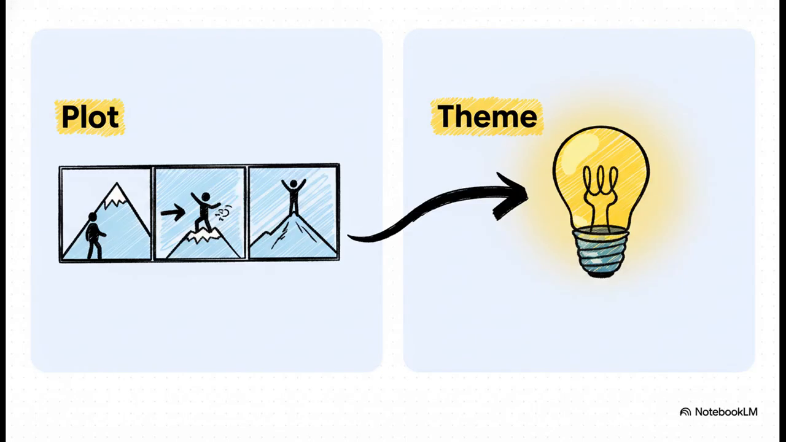And that brings us to the number one point of confusion: plot versus theme. It's simple, really. The plot is just the stuff that happens, right? The sequence of events. The theme, though, is the message about what happens. It's the so what of the whole story.